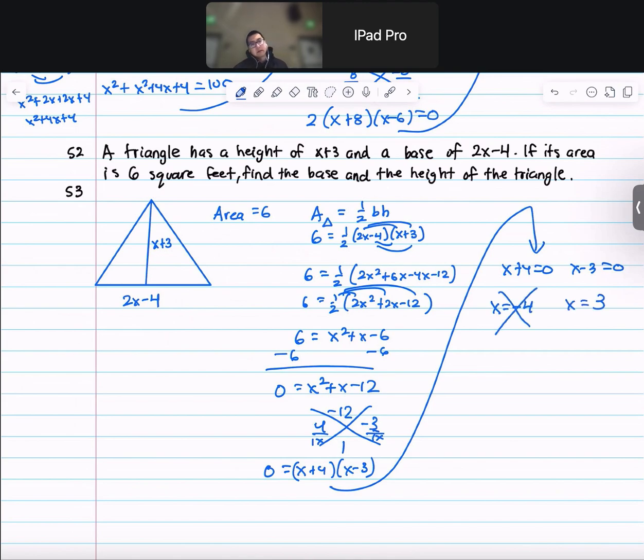It can't be negative 4 because that would give us a negative distance, so it must be 3. But remember, we're trying to find the base and the height. So if we plug in 3 for the base, 2x minus 4, we get 6 minus 4, so the base is 2. And for the height, x plus 3, the height is 6. So height is 6 and the base is 2.